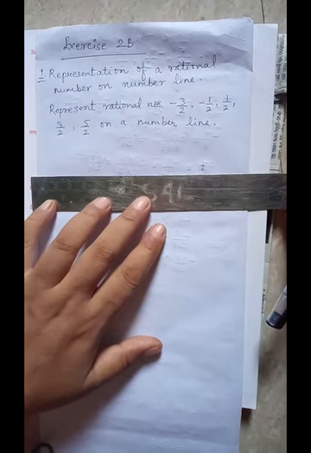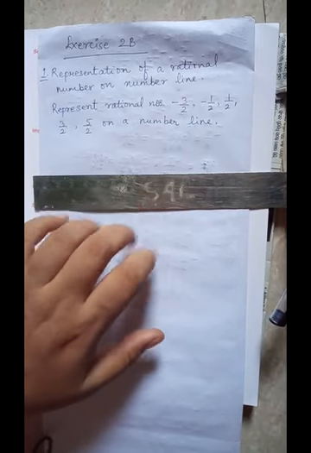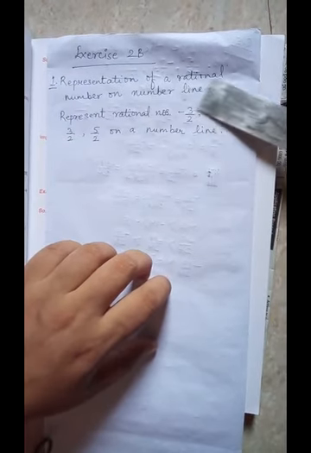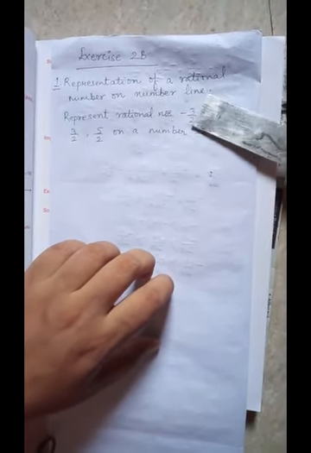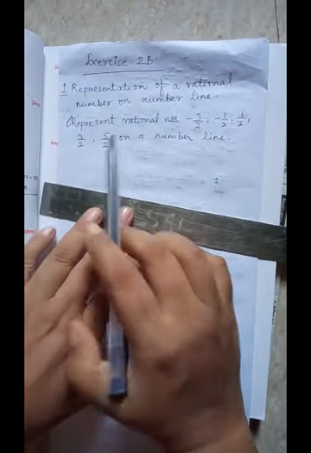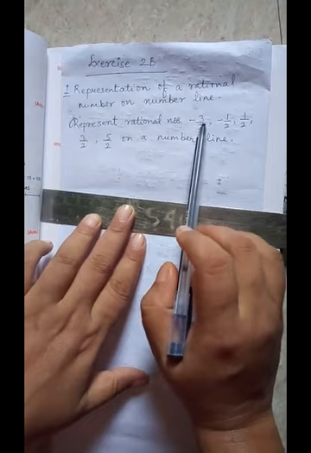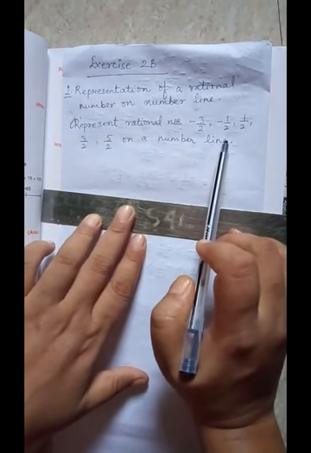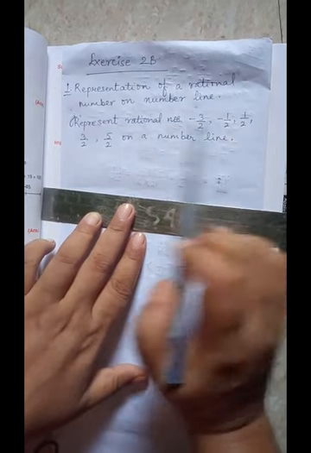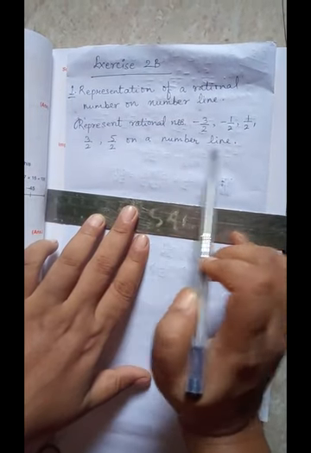Hello students, now we will start with class 7th exercise number 2b. So the question is representation of a rational number on a number line. Example I have given you here. Represent rational numbers minus 3 by 2, minus 1 by 2, 1 by 2, 3 by 2, 5 by 2 on a number line.